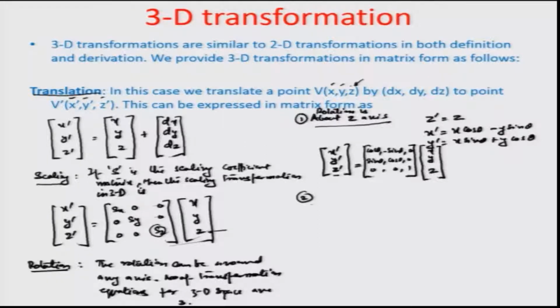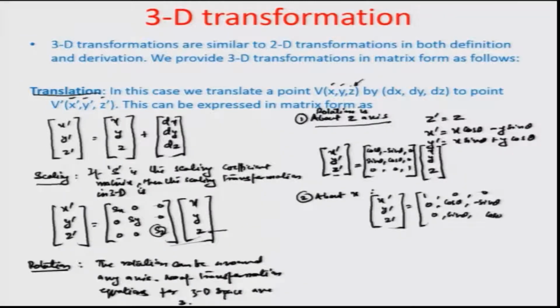Similarly, you can have rotation about the x axis, and in this particular case the transformation equation can be x dash y dash z dash equal to 1 0 0. Obviously, the x dash becomes equal to x because it is about x axis, 0 cos of theta minus sin of theta and 0 sin of theta cos of theta times of x y z.